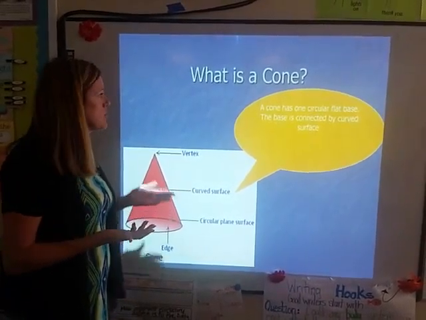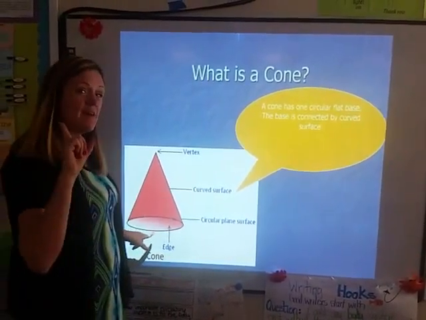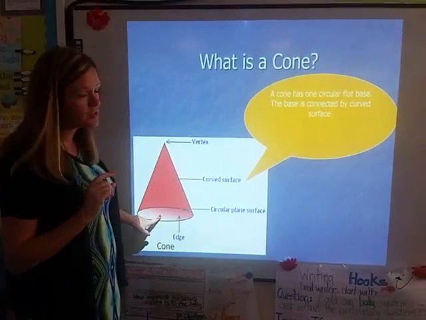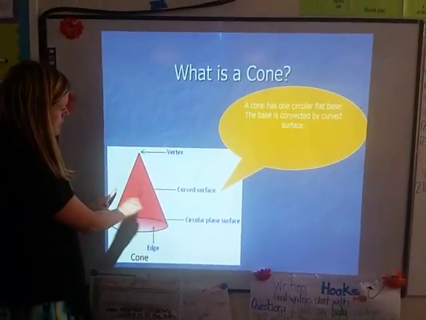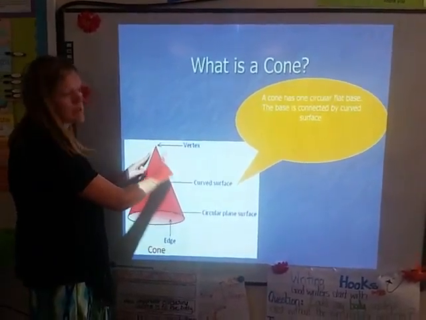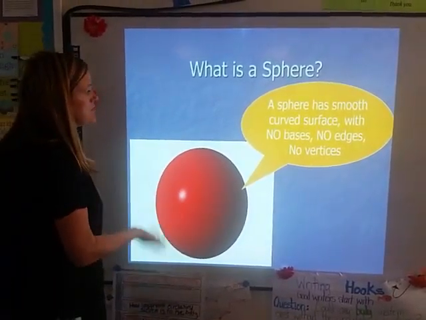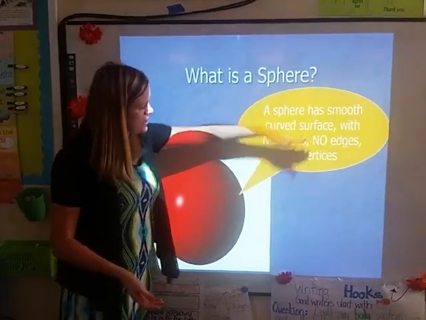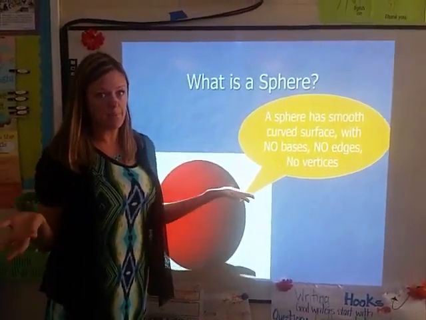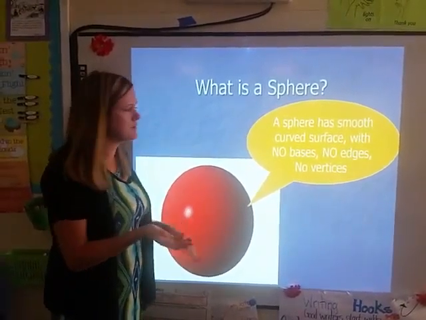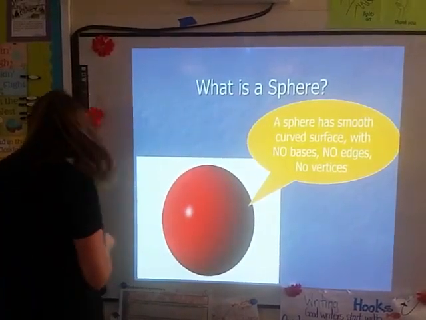Now let's look at a cone. For a cone, it only has to have one circular base, not two, like a cylinder, just one. Again, we have a curved surface, and with a cone, it has one vertex. It comes to a point. A sphere is going to have no bases, no edges, and no vertices, basically like a ball. But remember, it's a 3D object, so it's called a sphere.